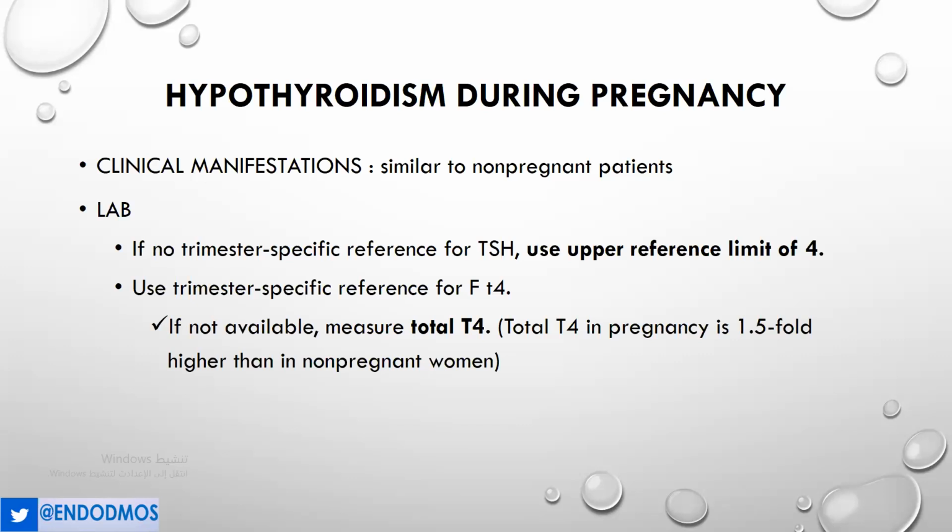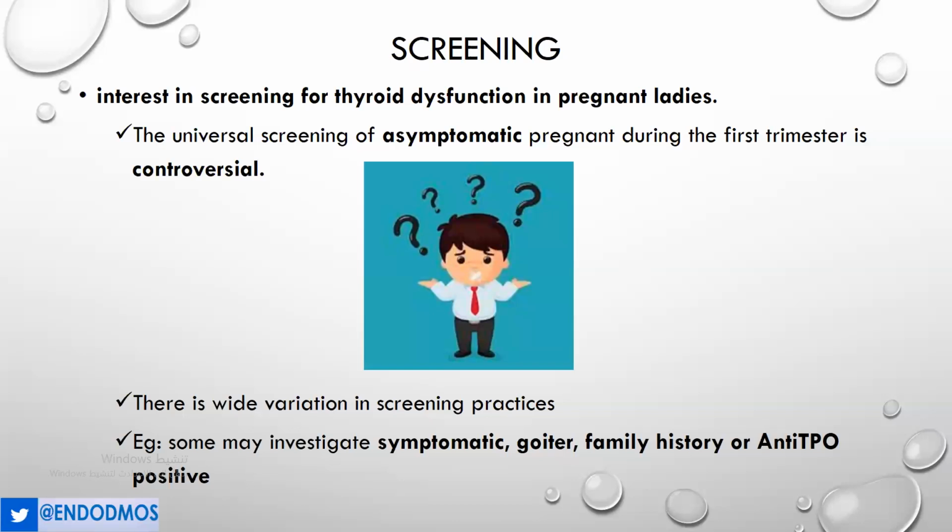Laboratory shows, if there is no trimester-specific reference for TSH, use an upper reference limit of 4. Use the trimester-specific reference for T4. If not available, measure total T4. Total T4 in pregnancy is 1.5-fold higher than in non-pregnant women. So this is how to approach thyroid function tests in patients with hypothyroidism during pregnancy.